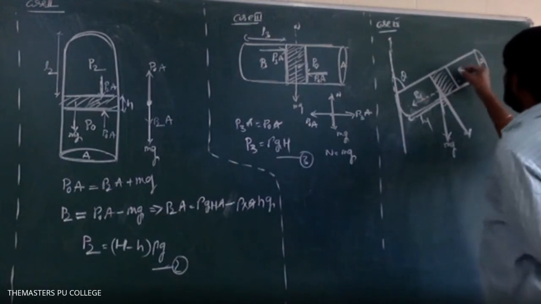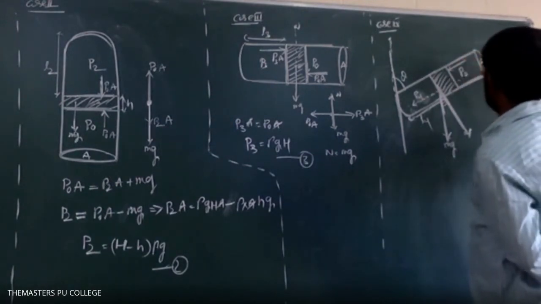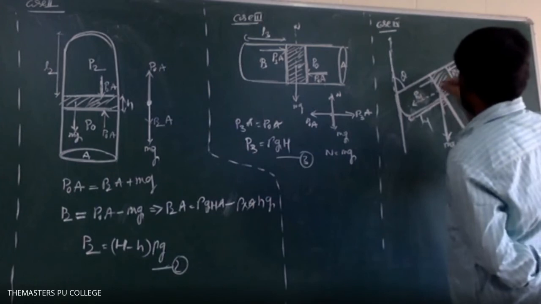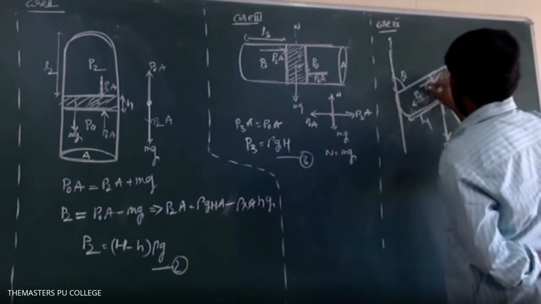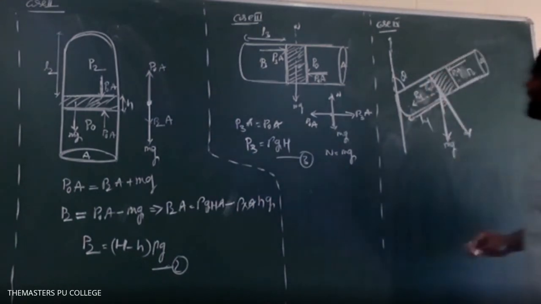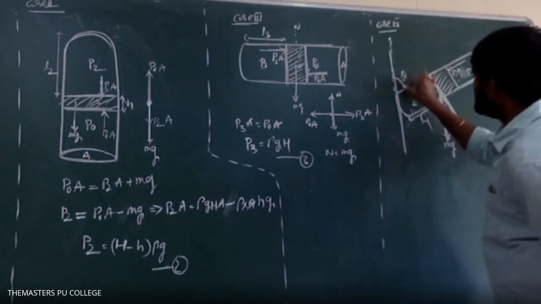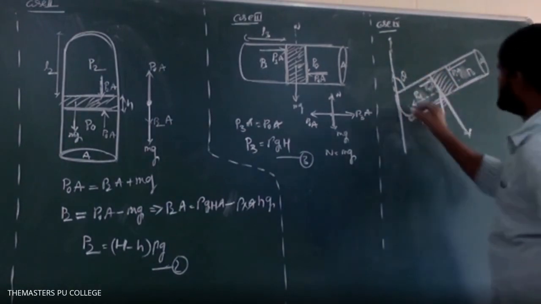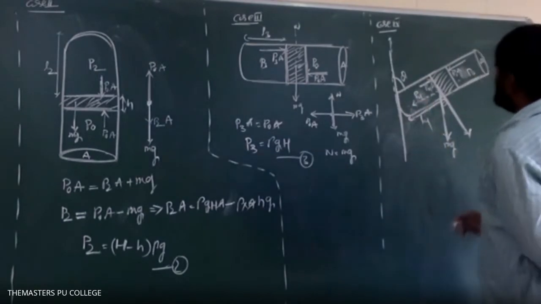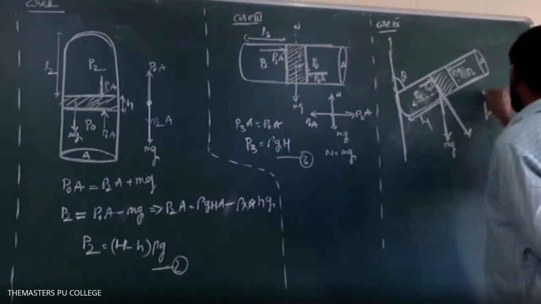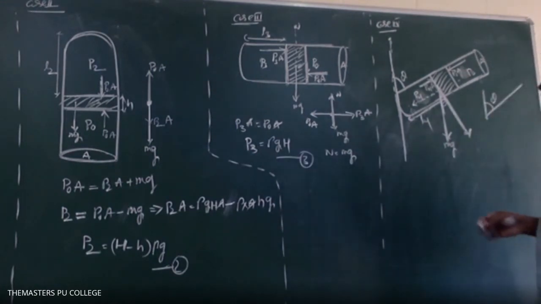What are the forces that are acting here? Because of the pressure P naught, a force P naught A is acting towards this side, and because of P4, a force P4A is acting up. Weight is acting in the downward direction. I think you know how to resolve the weight, so resolve the weight. This is an angle theta.